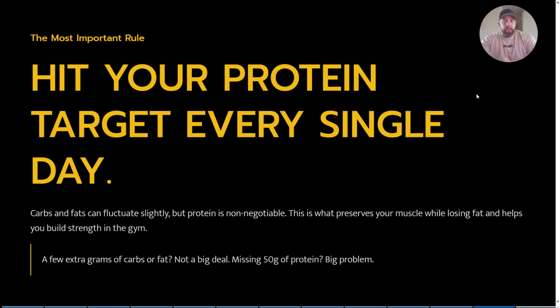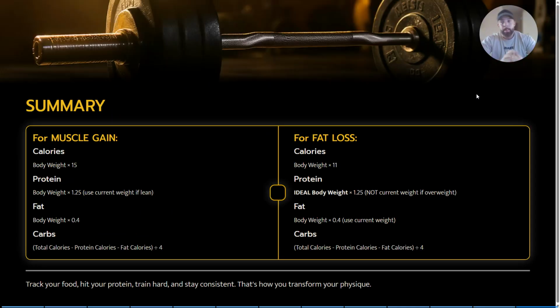Hit your protein target every single day. This is the most important part. Your carbs and fats can fluctuate, glycogen storages, digestion can fluctuate. Your protein intake and preserving that lean muscle tissue or building onto lean muscle tissue, giving your body a reason to have that adaptive change to that stimulus to growth because you were in the gym is your protein intake. So 100% hit your protein intake every day, no exceptions.